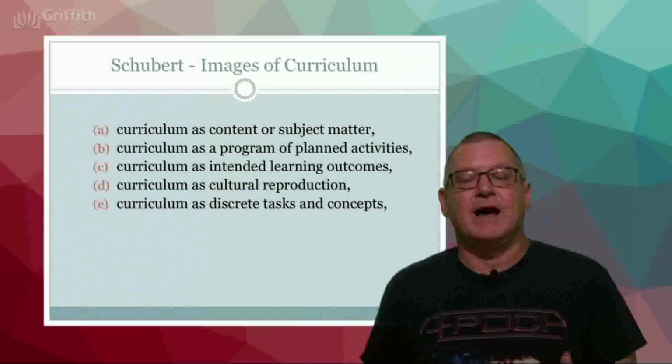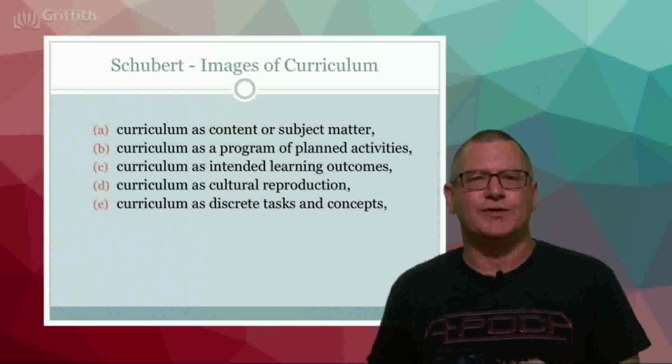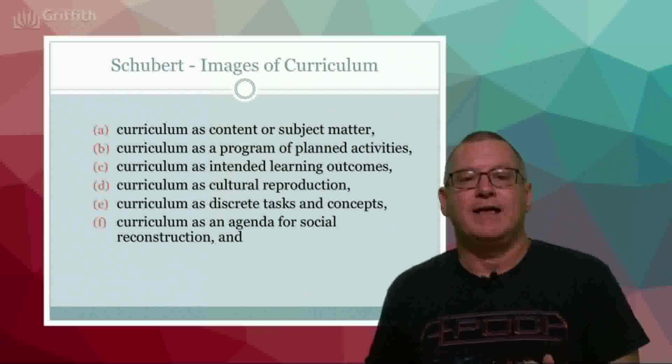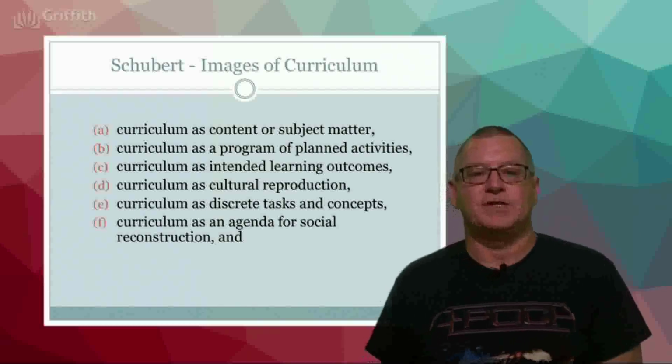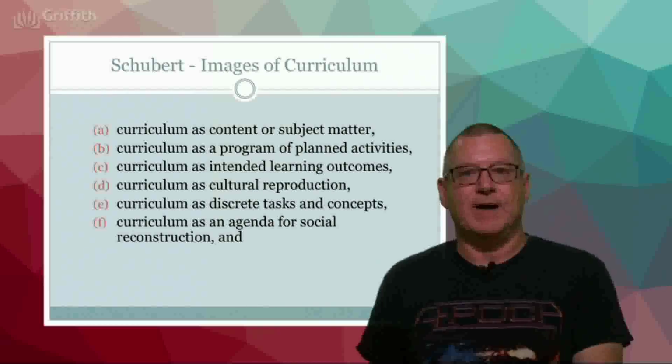But the discrete tasks and concepts is kind of out of order. His order is a bit odd, but I've adopted his order. But this is the counterpoint to D. So D is cultural reproduction, taking the good parts of our society and passing them on.